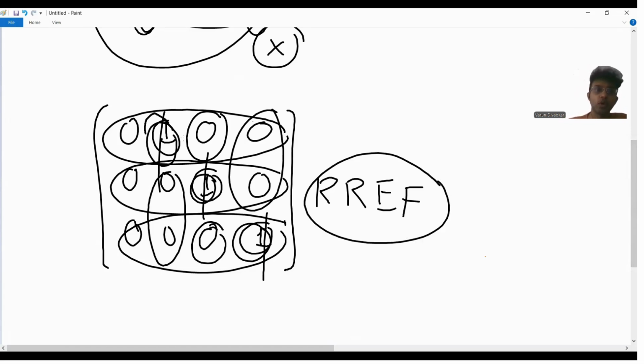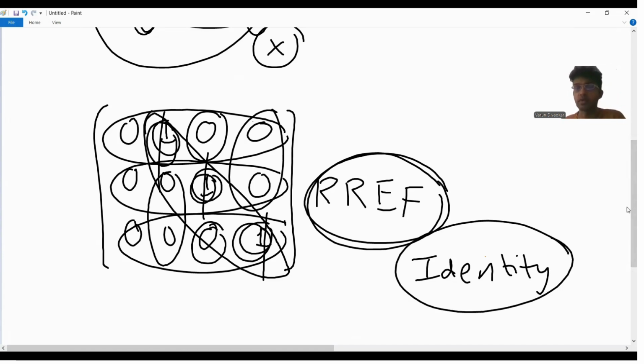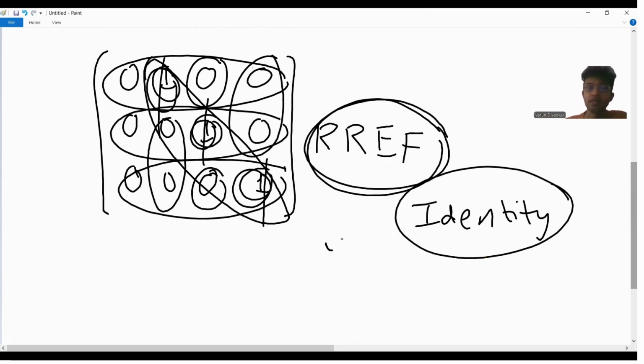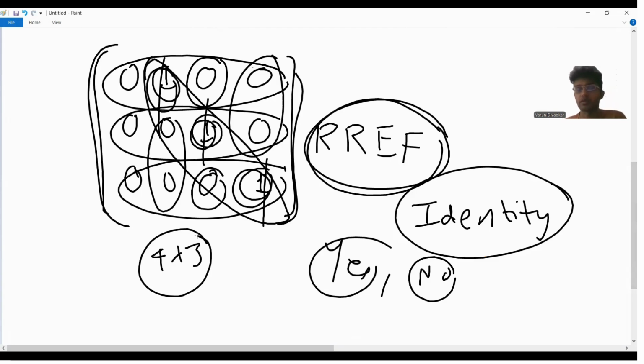So now you see you have all these ones in a slanting direction. So someone might have a valid confusion: is it that all the RREFs are like identity matrices? Right? That's a valid confusion, right? The answer is sometimes yes and sometimes no. So you see, is this an identity matrix? Obviously not, right? Because it's a 4 by 3 matrix. So this cannot be an identity matrix, right?